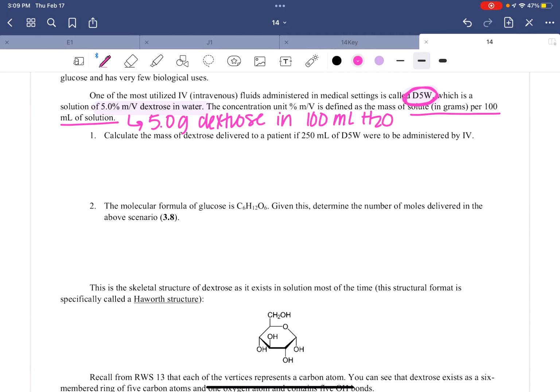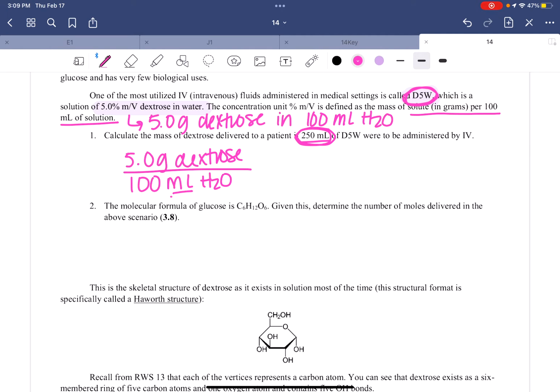So the first question is, calculate the mass of dextrose delivered to a patient if 250 milliliters of D5W were to be administered. So we're going to start with our definition of the D5W solution, which is 5.0 grams of dextrose in 100 milliliters of water. And this you can kind of think of as the concentration of dextrose, but we're sort of scaling it up with 250 milliliters.